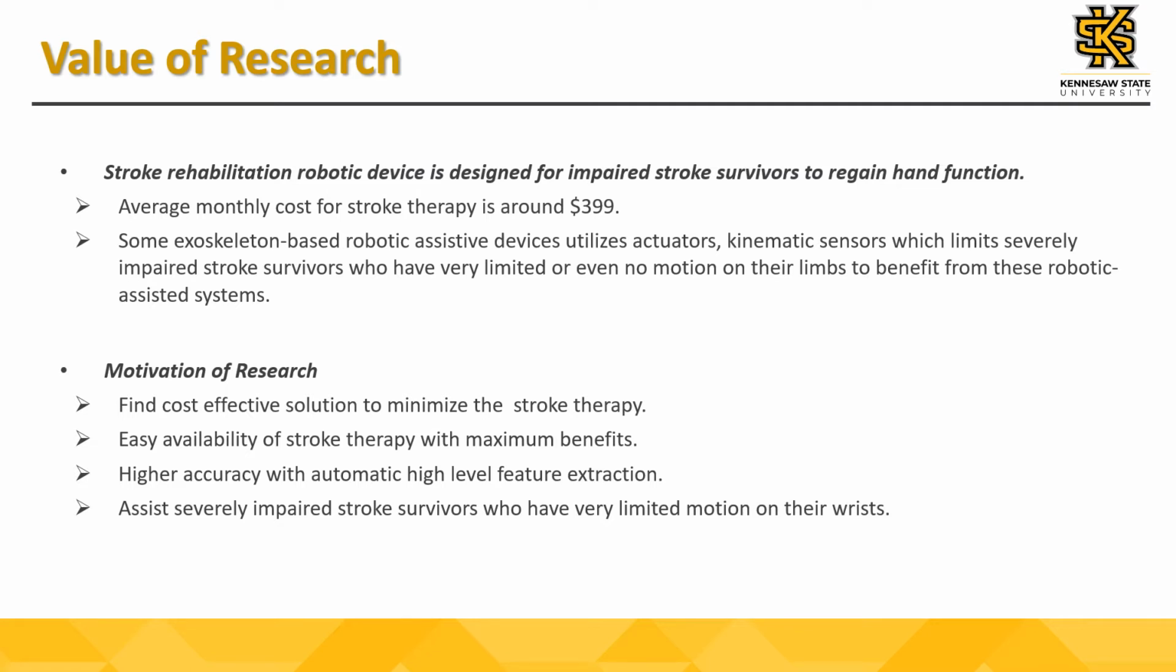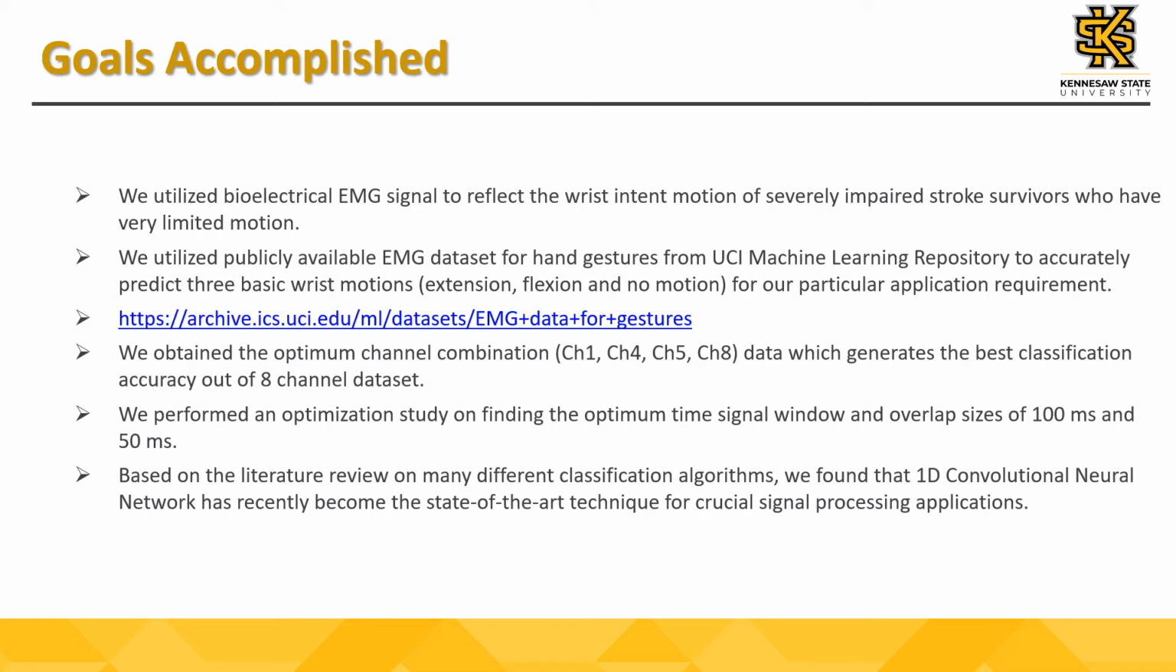So our goal is to find a cost-effective solution to minimize the cost of stroke therapy, and obviously to make stroke therapy easily available with maximum benefit. Since we do not have to compromise cost against accuracy, our goal is still to achieve higher accuracy with automatic high-level feature extraction and to assist severely impaired stroke survivors who have very limited motion in their wrist. The good thing is we accomplished our goals.